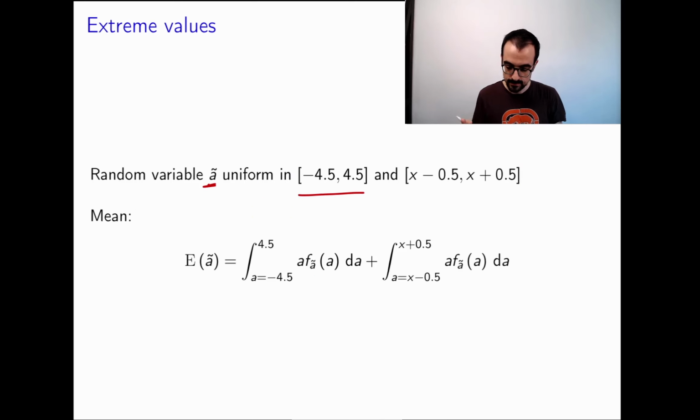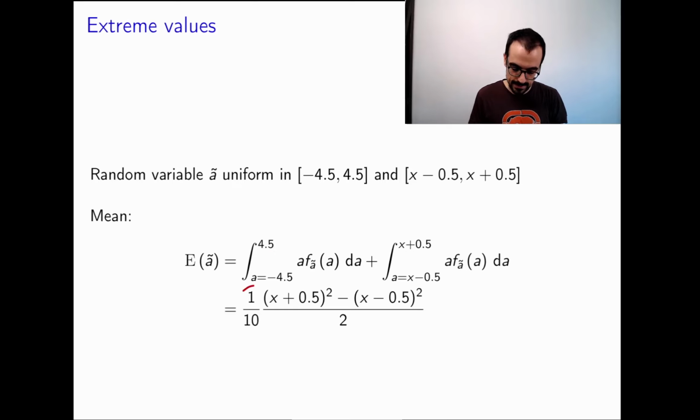I forgot to say that. Okay, so now we're going to integrate this from minus 4.5 to 4.5, and then from x minus 0.5 to x plus 0.5. So we plug that in. This 1 over 10 comes from what I just told you about the density. Now we realize that here we're integrating an odd function from minus 4.5 to 4.5.